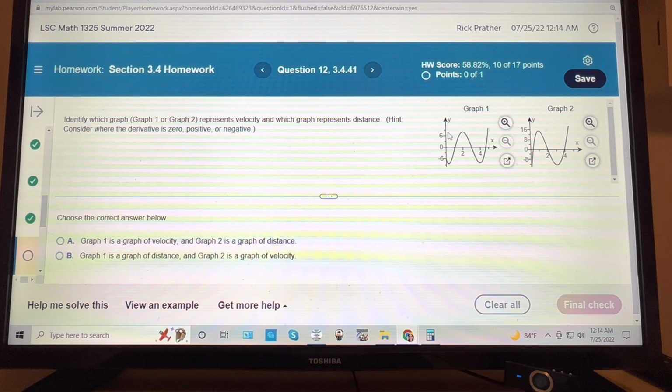So graph 1 needs to be the original, and graph 2 needs to be the derivative graph. And in physics, original is distance or position, derivative is velocity. So since graph 2 has to be the derivative, then graph 2 has to be the velocity. So that's this one, the second option.